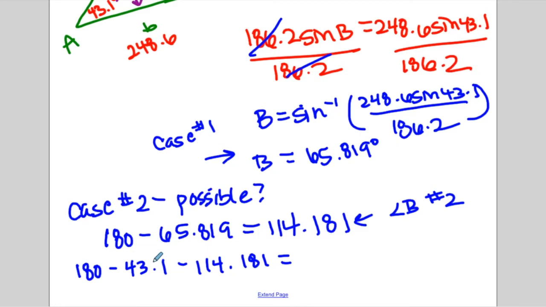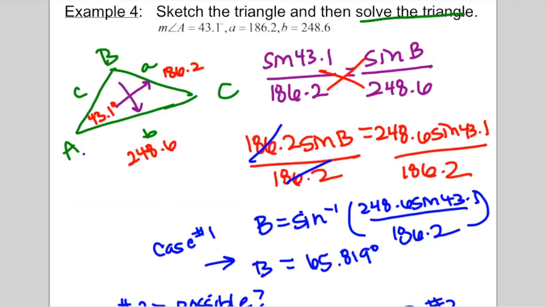So I'd have 180 minus 43.1 minus 114.181. And yes, I can. The angle would be 22.719. If this is my new angle B, this would be my new angle C for case 2. So we have a lot going on here. We actually have 2 triangles. So let's solve our first triangle the rest of the way, and then go back and finish up case 2. So we're finding case 1. I have angle B, so this is my first answer for case 1. I have 2 sides, so I just need to find my other angle.